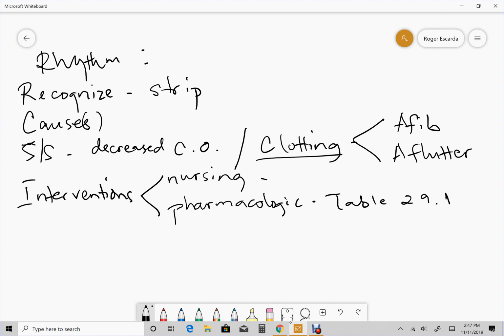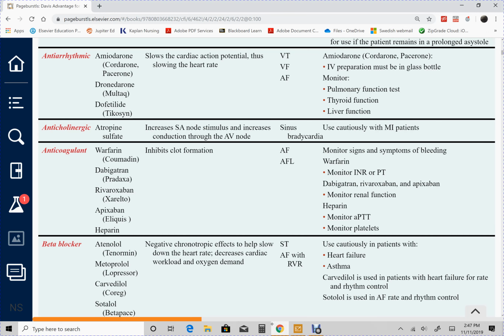Now don't forget that you also treat the causes. Okay, this means some interventions might not be pharmacologic. You don't go straight for pharmacologic. Some of the interventions will also be to treat the causes, right? So please bear this in mind as you study the chapter.